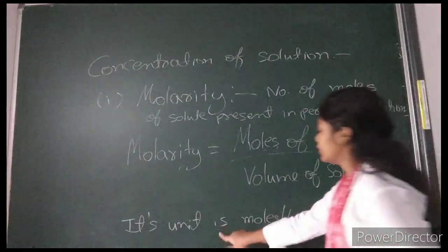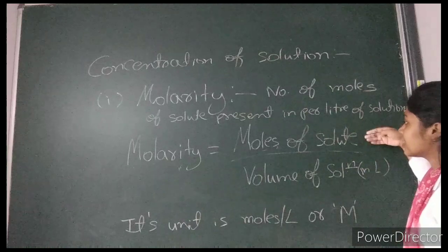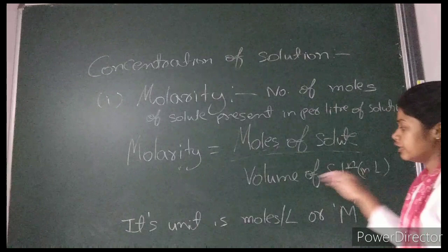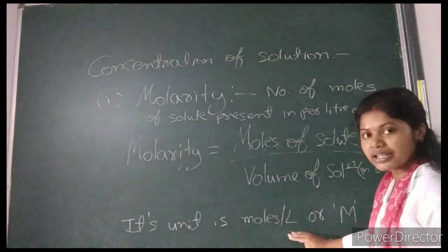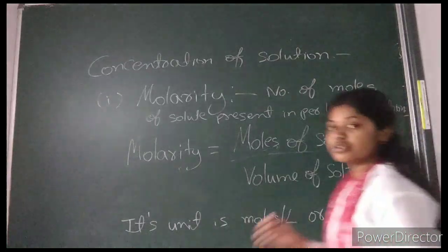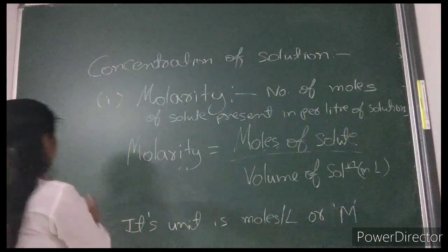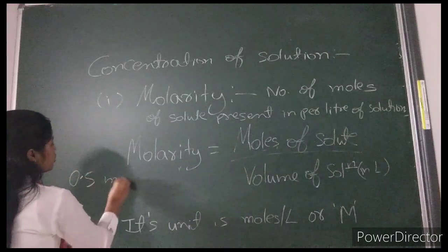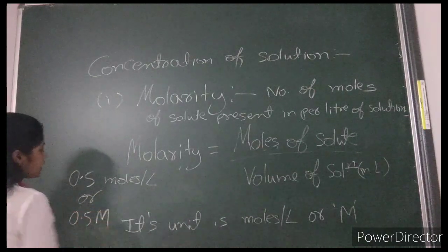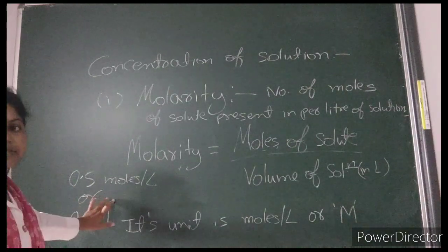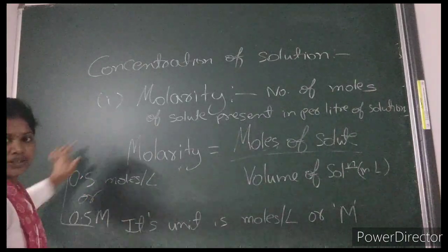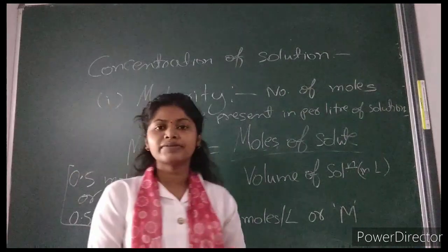Its unit is moles per liter. Since the numerator is in moles and the denominator is in liter, we write its unit as moles per liter, and it is also abbreviated as capital M. So in the question if it is written like 0.5 moles per liter or 0.5 capital M, then you have to understand that the 0.5 is telling about the molarity only. Okay students, is this clear, everyone?